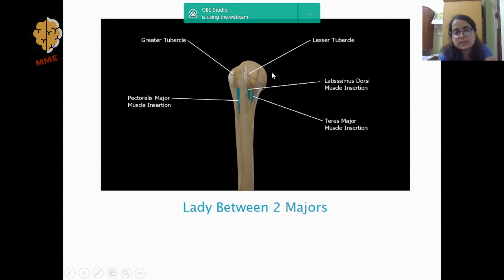So this is the insertion pattern. As I said, the mnemonic is "lady between two majors." The pectoralis major muscle is inserted in the lateral lip of the bicipital groove. And the medial lip is the insertion of the teres major muscle, and latissimus dorsi is inserted in the floor of the bicipital groove. It is a little wrongly given in this diagram, but it will be inserted here in the bicipital groove. And teres major will be inserted into the medial lip of the bicipital groove.